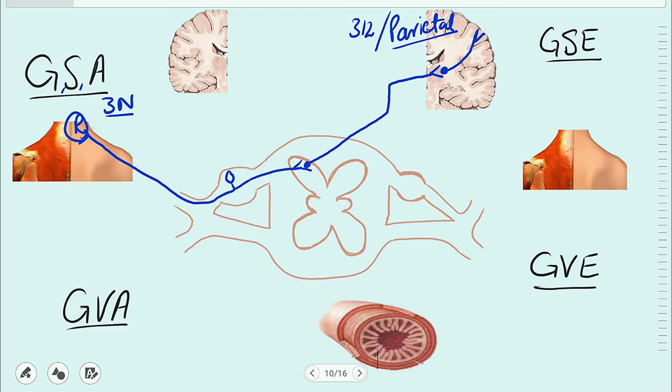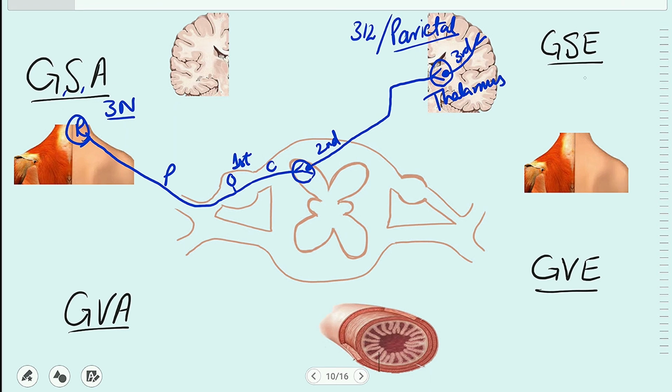So I will repeat, the general somatic afferent component has three neurons. The first order neuron is present in the dorsal root ganglia with a peripheral process and a central process. The first order neuron will synapse with the second order neuron in the dorsal horn, and then the second order neuron will cross, ascend and reach the thalamus, where it will synapse with the third order neuron, and the third order neuron will reach the destination, that is the parietal lobe.